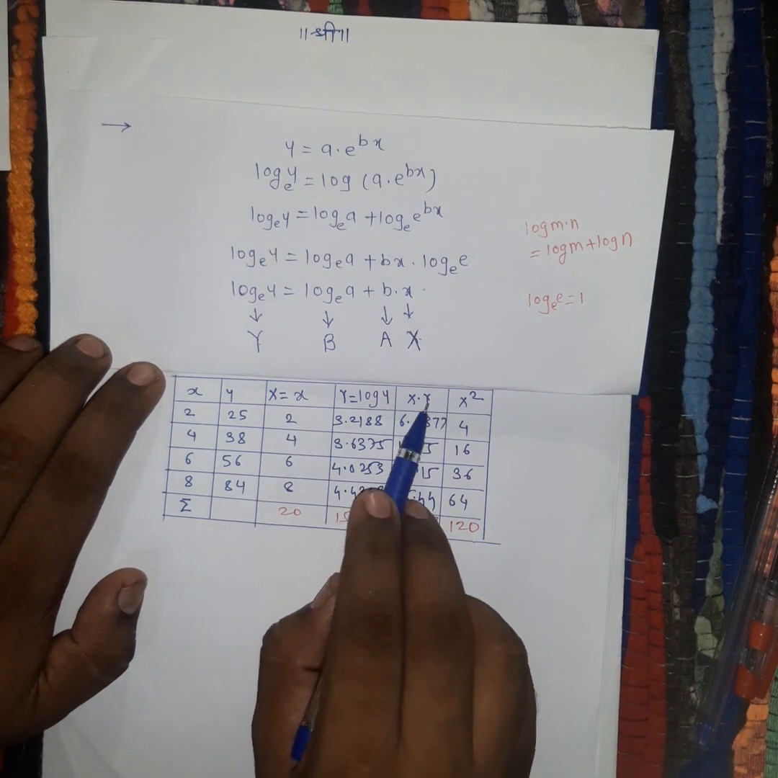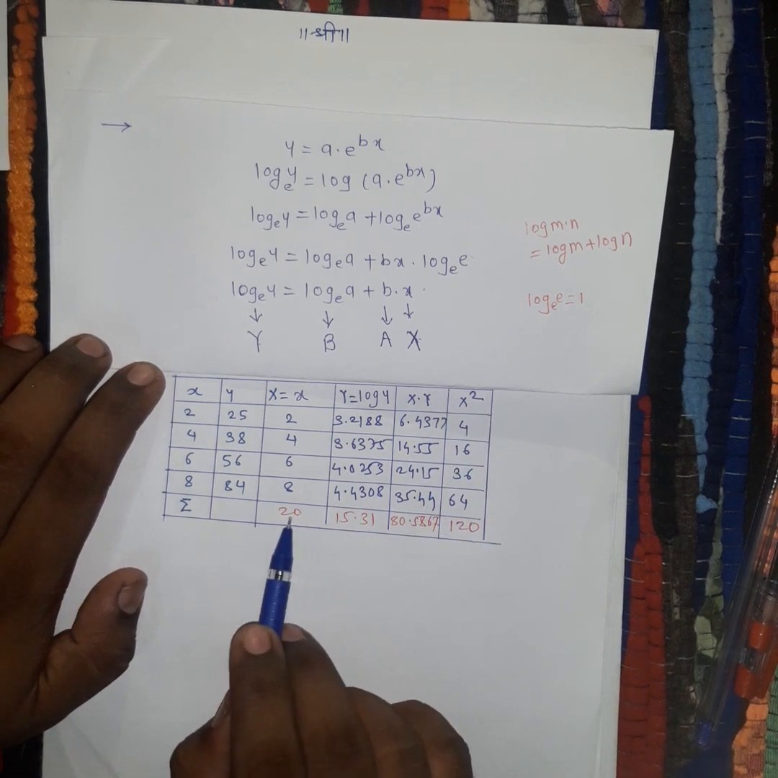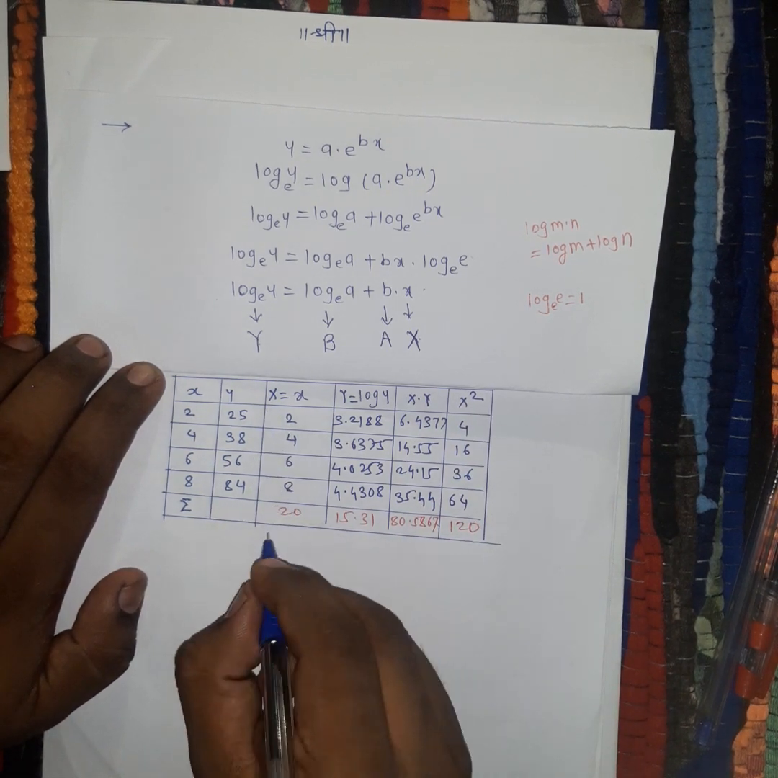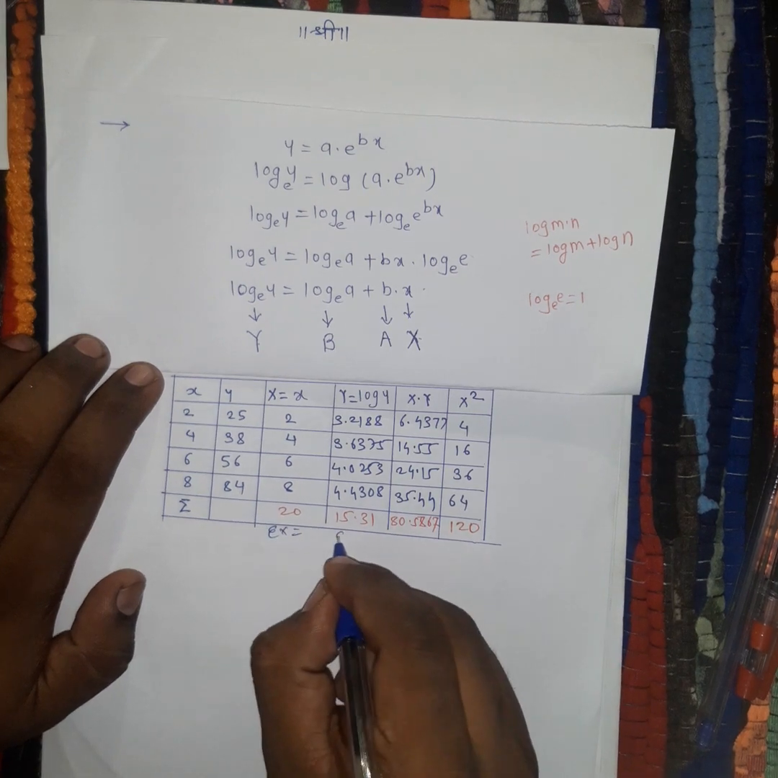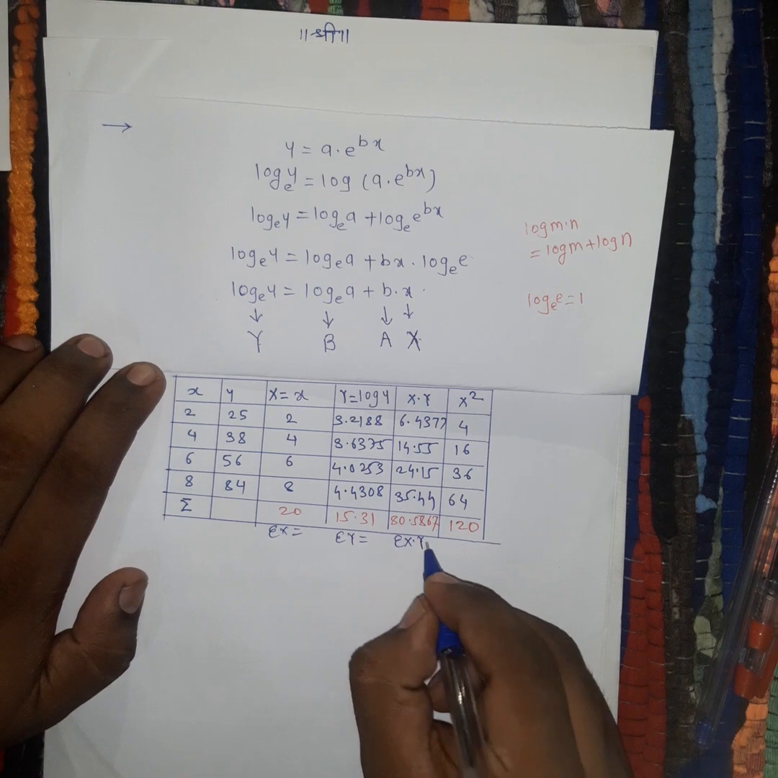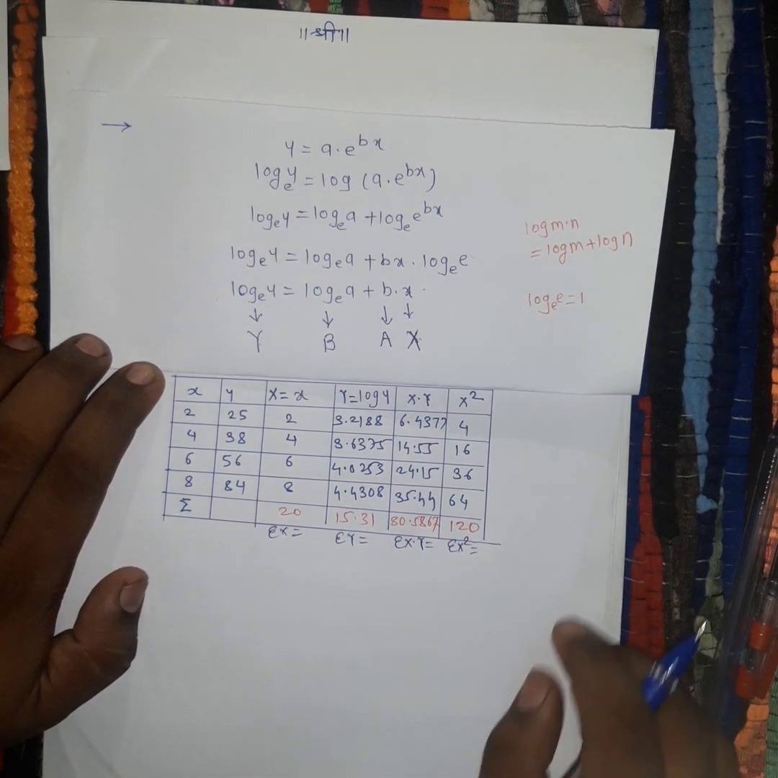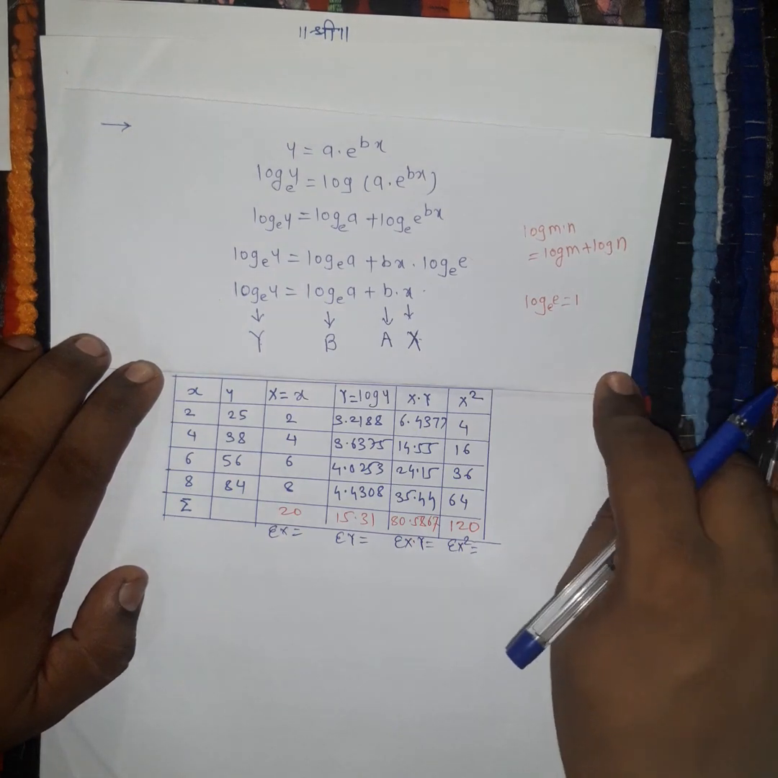Now I have taken the product of the capital X and capital Y, and then capital X square. So I have summation of capital X, then summation of capital Y, then summation of product of capital X and Y, and summation of X square in the red. So now I have to calculate the values of a and b.